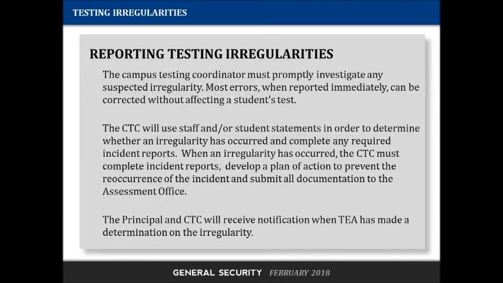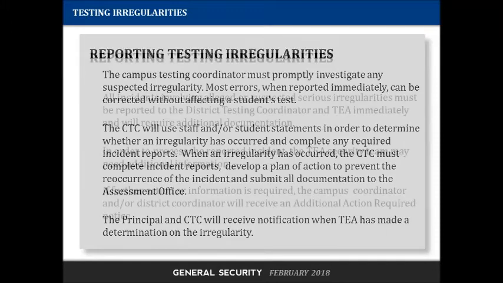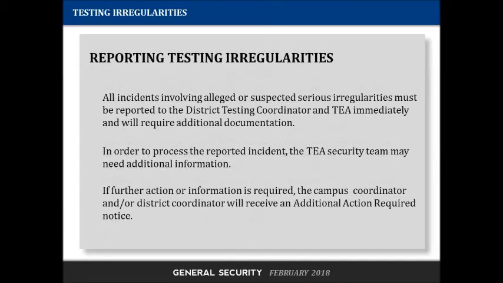The campus testing coordinator must promptly investigate any suspected irregularity. Most errors, when reported immediately, can be corrected without affecting a student's test. When an irregularity has occurred, the CTC must complete incident reports, develop a plan of action to prevent the reoccurrence of the incident, and submit all documentation to the assessment office. All incidents involving alleged or suspected serious irregularities must be reported to the district testing coordinator and TEA immediately and will require additional documentation.